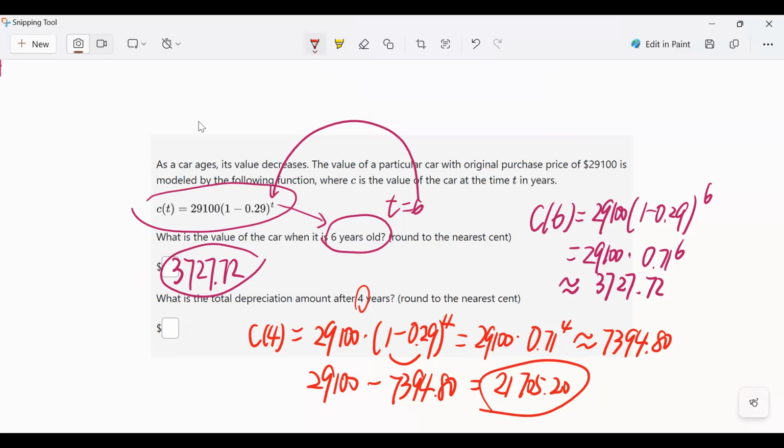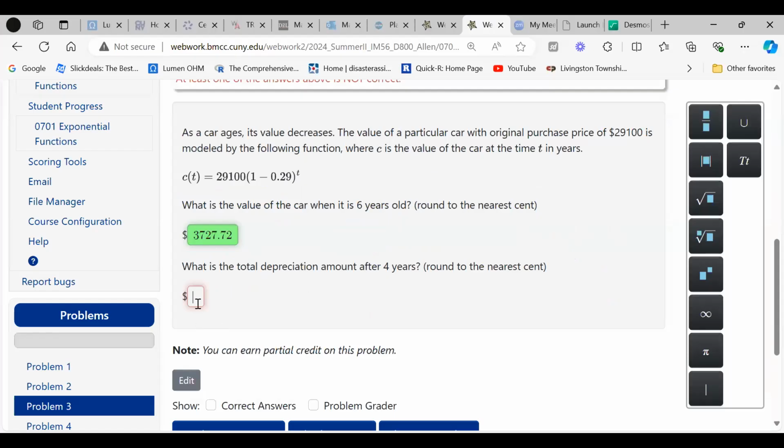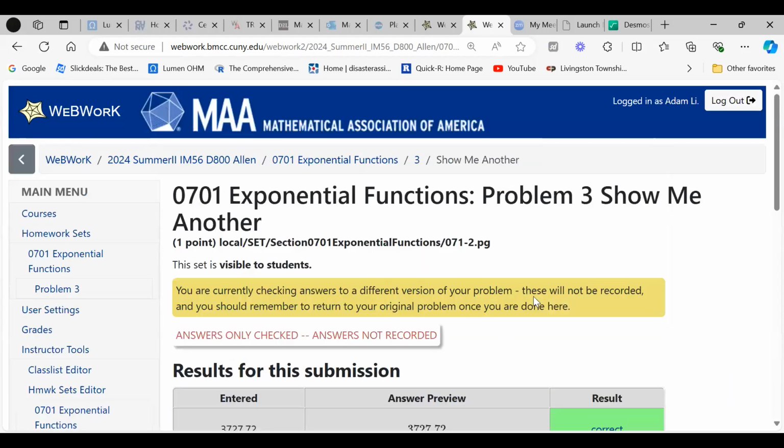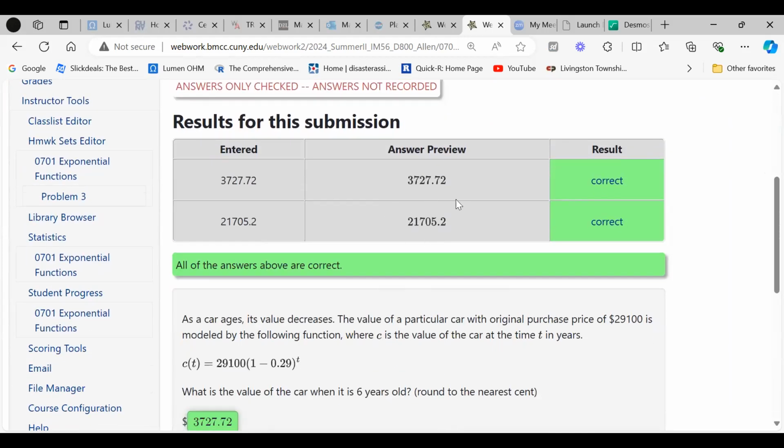Right, that's a lot. So that's why when you buy a car, once you own the car, the car value goes down a lot, immediately. As soon as you drive it, the car value goes down. $21,705.20. That's the total depreciation. Yep, now it's good. Okay.